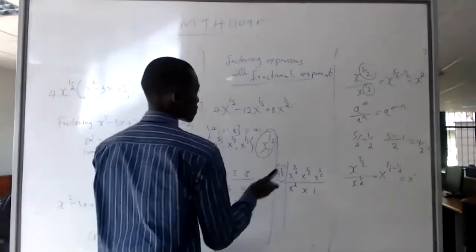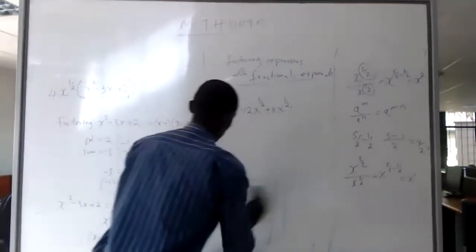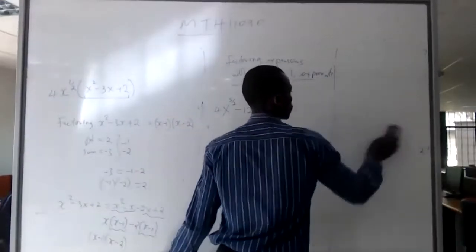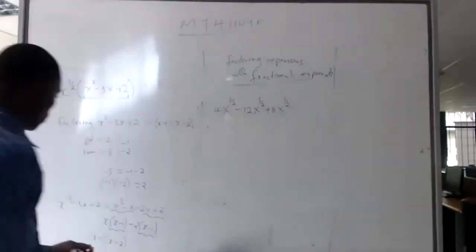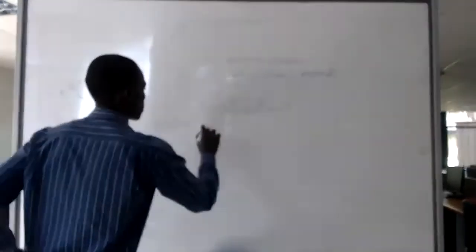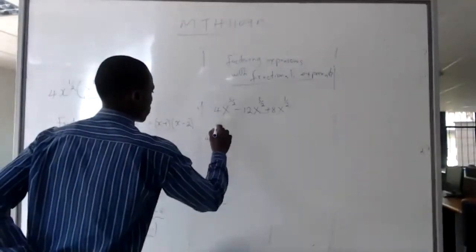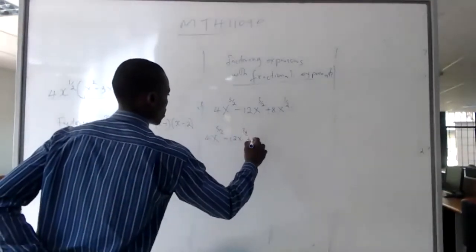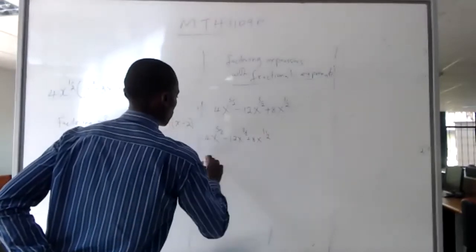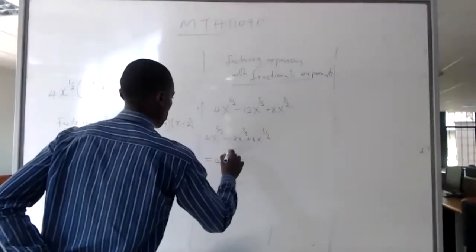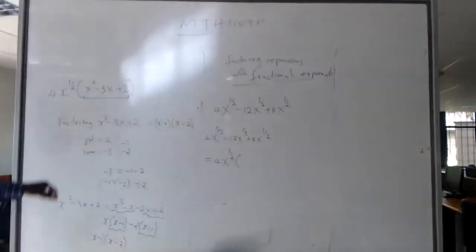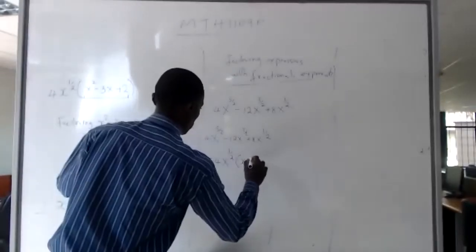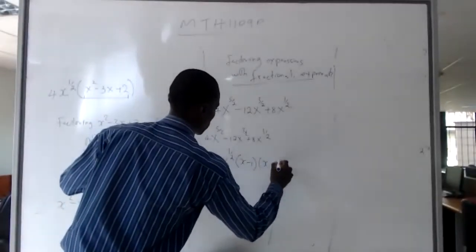So finally, we will have that 4x power 5/2 minus 12x power 3/2 plus 8x power 1/2 will be given by 4x power 1/2 into, instead of x squared minus 3x plus 2, x minus 1 times x minus 2.